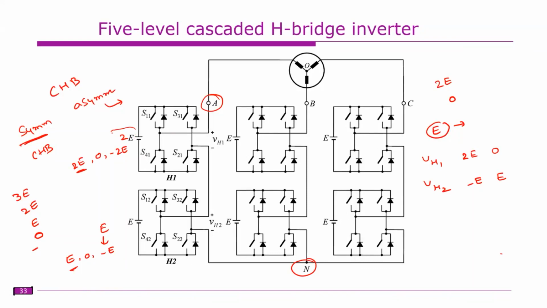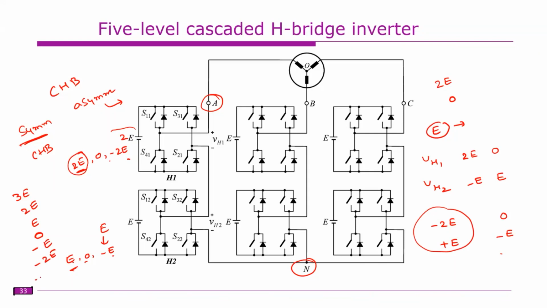So this is the maximum voltage. What is possible is 2E, 0, minus 2E for the top bridge, and E, 0, minus E for the bottom. For 0 voltage there is only one combination: top bridge 0 and bottom bridge 0. How to get minus E voltage? Top bridge 0 and bottom bridge minus E, or top bridge minus 2E and bottom bridge plus E. Similarly minus 2E: top bridge minus 2E and bottom bridge 0.